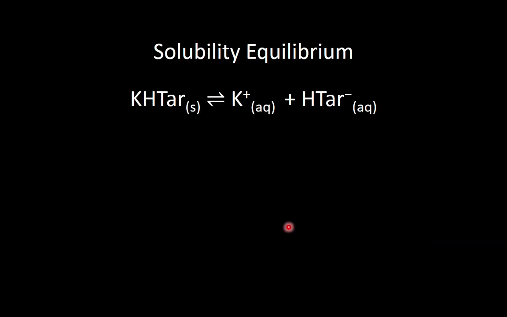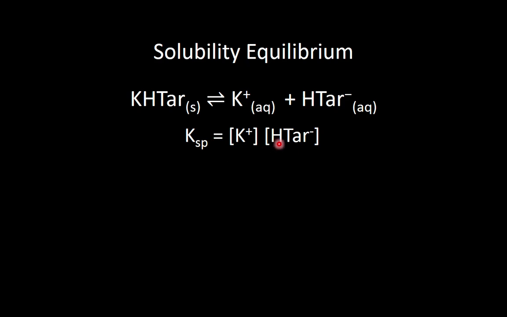So here is our reaction at equilibrium. We can write the solubility product constant for it, and it's going to look like this. In order to figure out this solubility product constant, we need to know the concentration of both of these at equilibrium. Well, how are we going to do that?